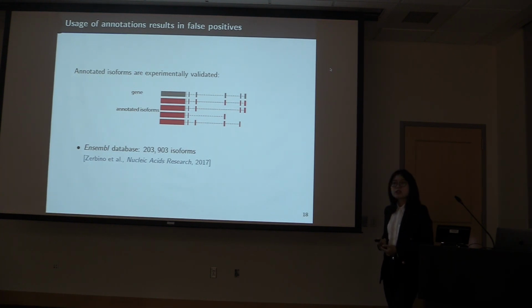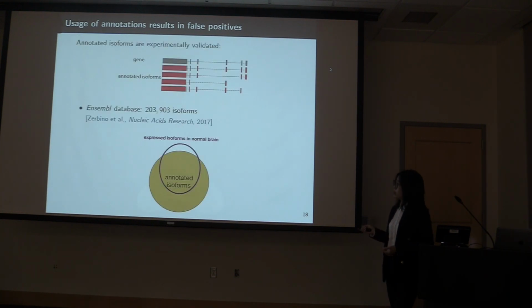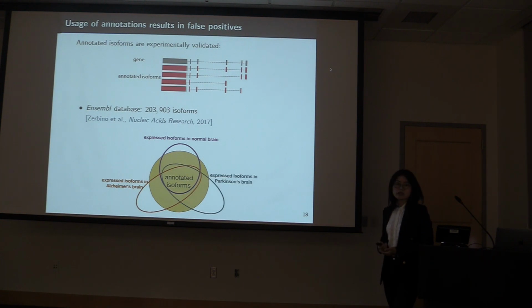However, on the other hand, since the annotation set is constructed regardless of cell types, if we compare annotated isoforms with expressed isoforms in a specific cell type, the annotation set may not be very accurate. For example, if we compare the annotated isoforms with expressed isoforms in the normal brain, or in the brain of Alzheimer's or Parkinson's, the annotation set may not be very accurate. And in existing methods, incorporating these annotated isoforms always introduces a lot of false positives.